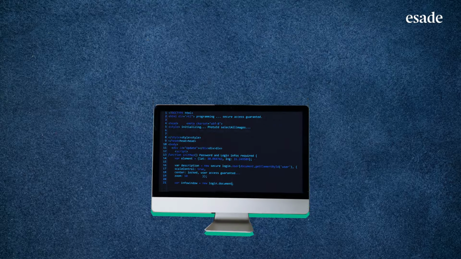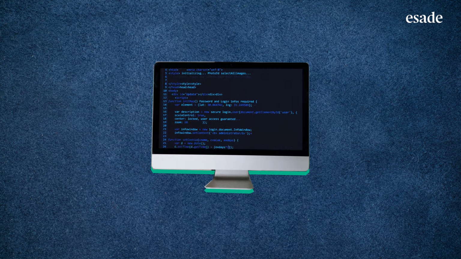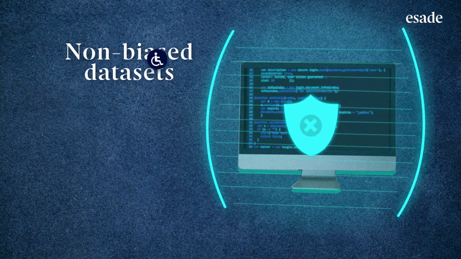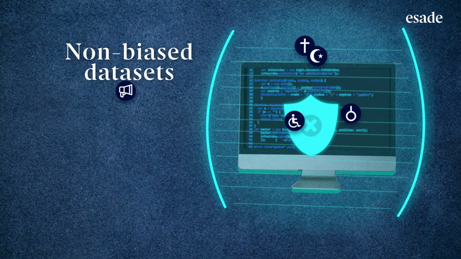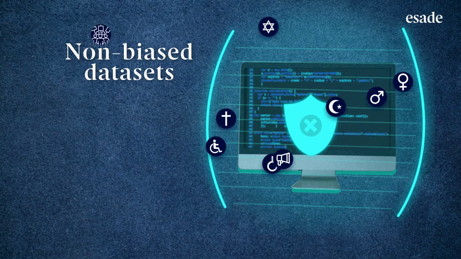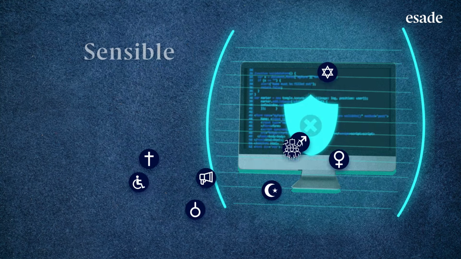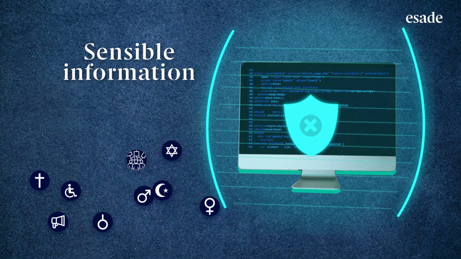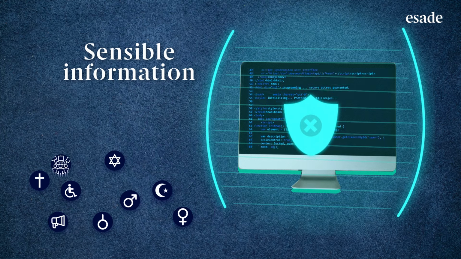The fact that algorithms are not transparent means that it's very difficult to detect the existence of biases in the dataset. To avoid algorithmic discrimination, it's very important to train algorithms on non-biased datasets. And it's essential for algorithms not to use sensitive information, such as, for example, race, gender, disability, union affiliation, etc.